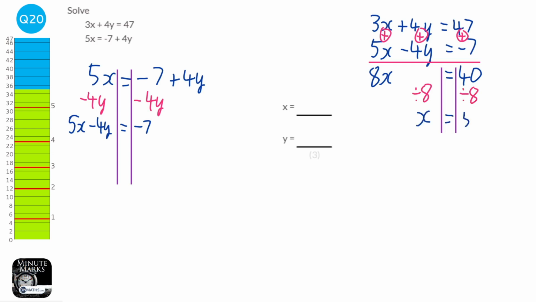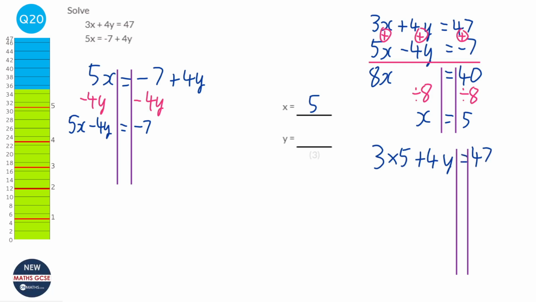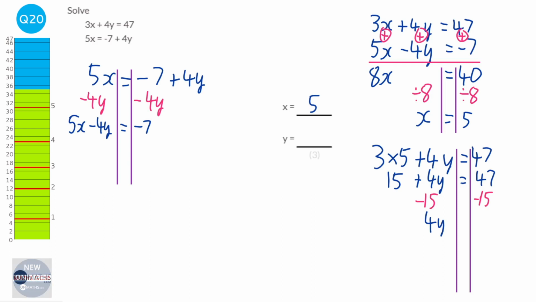So we get x equals 5, and we're going to substitute that value into one of the equations. I'm going to pick this top one. So instead of 3x, we're doing 3 times 5 plus 4y equals 47. Get my solving lines in. So that will be 15 plus 4y equals 47, and then we're going to take away the 15 both sides, and so it's 4y equals 47 take away 15, which is 32. Divide by 4 both sides, and we get y equals 8.